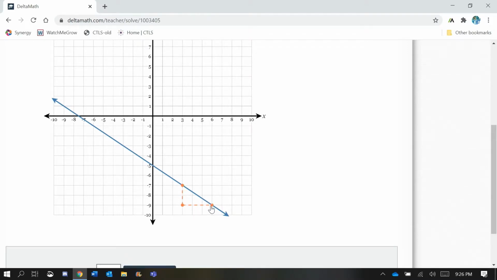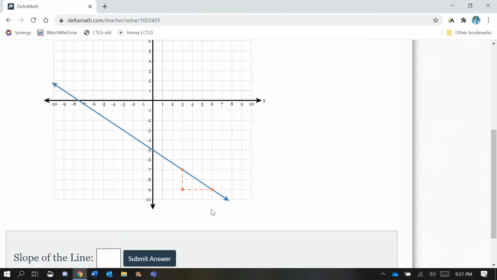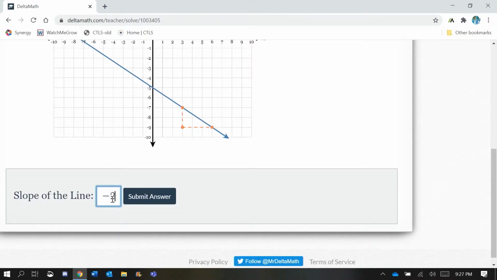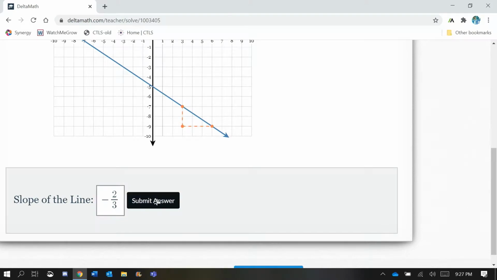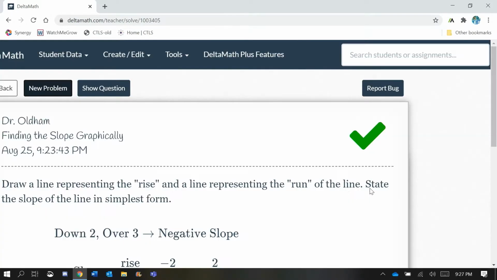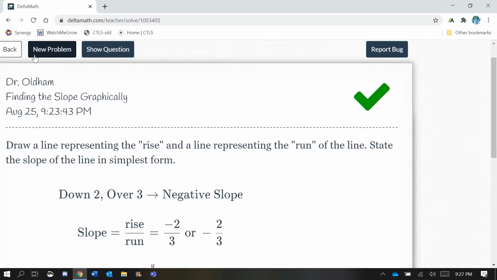Even though I started with this point, I'm not gonna count from here because remember, we talked about we always read left to right. And we always go up or down first. So I'm going to go down 2, over 1, 2, 3, which means my slope is going to be -2 over 3. And there we go, we're right.